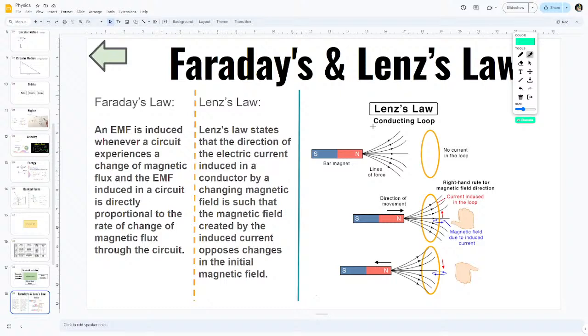Then Lenz came along and he's like, the direction of the induced electric current by a changing magnetic field is in the opposite direction, because it wants to oppose the change that was initially made by the magnetic field.